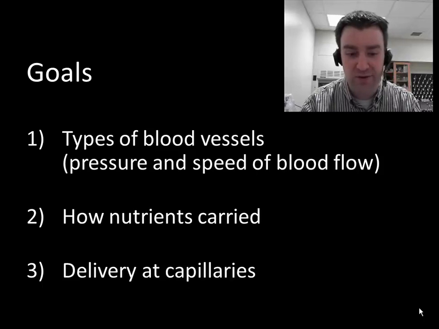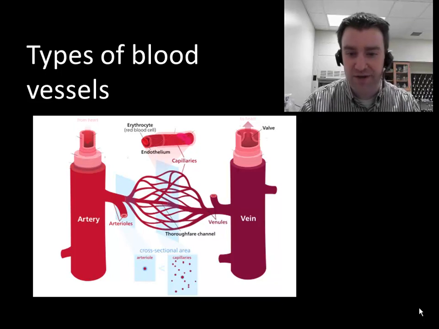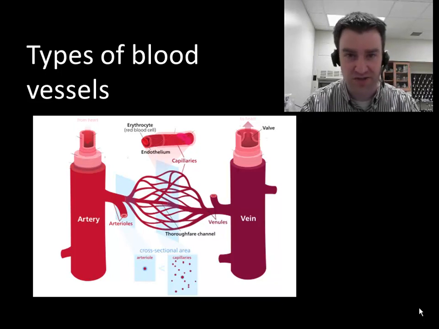Then I want to talk about how nutrients are carried by different parts of blood in the circulatory system, and with a focus on what happens at capillaries, because I want to argue that capillaries are sort of the functional unit of the circulatory system. That's where the pickup and drop-off actually occurs. So let's go look at this figure as a good way of introducing the circulatory system.